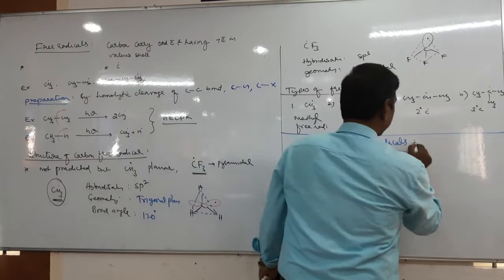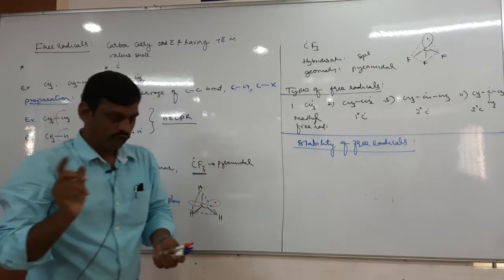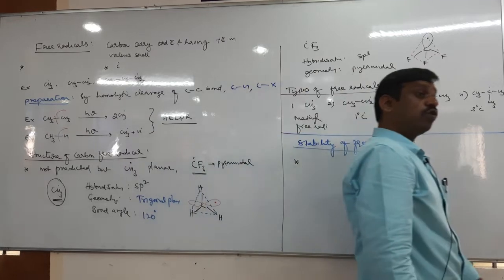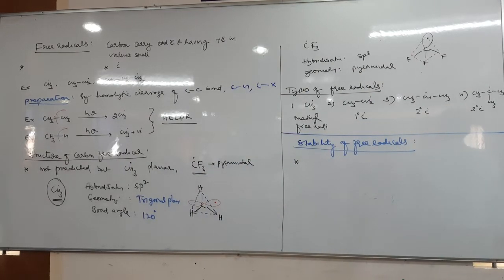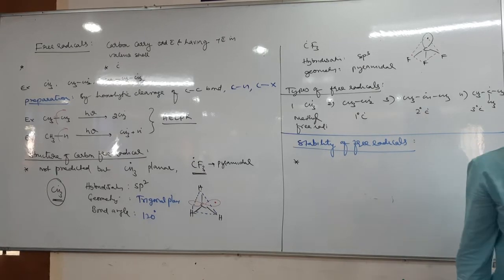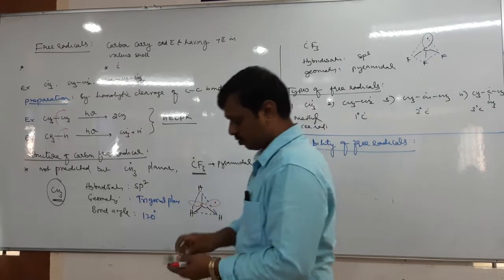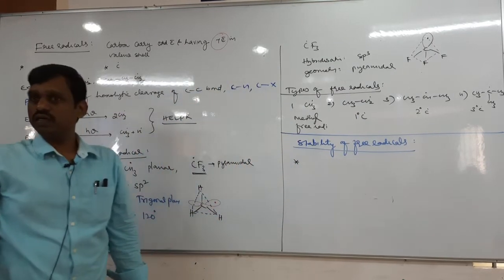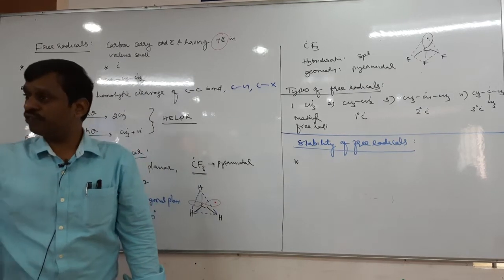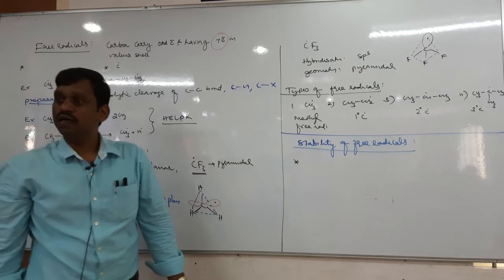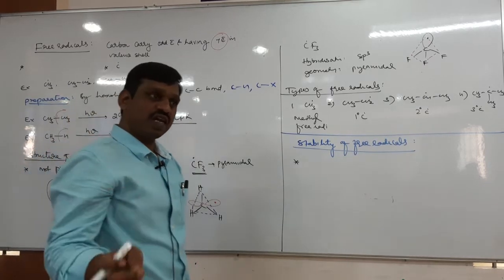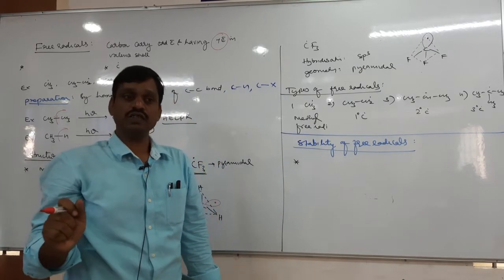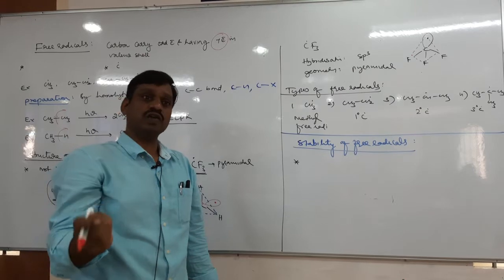So, stability of free radicals. Now tell me, before stability, first point: are free radicals electrophiles or nucleophiles? They have how many valence electrons? 7. They have 7 valence electrons, which means less than 8, no? Less than 8 means electron deficient or electron rich? Deficient. Therefore, free radicals are electron deficient, they are electrophiles. Free radicals, carbenes, carbocations, etc. are electrophiles because they are electron deficient.